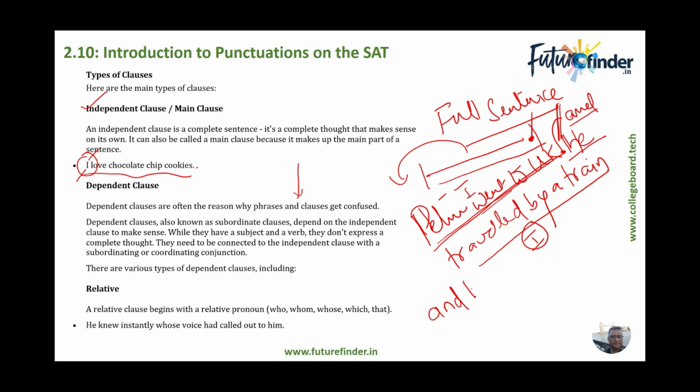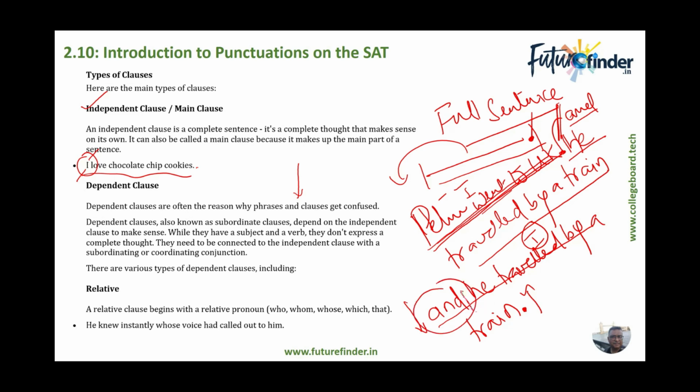And he traveled by a train is definitely, you cannot put a full stop out here. Doesn't make any sense. And he traveled by a train. Not a complete sentence. This kind of a clause will be called a dependent clause. So I guess the demarcation between an independent clause and a dependent clause is pretty clear. An independent clause is something that stands as a sentence and a full stop can be put after that. And a dependent clause is one that we cannot use a full stop after, like this one.